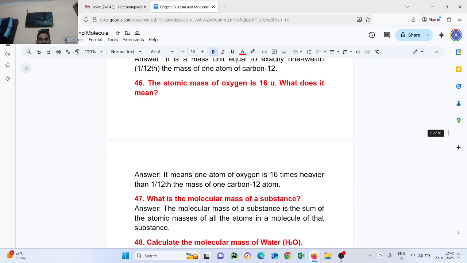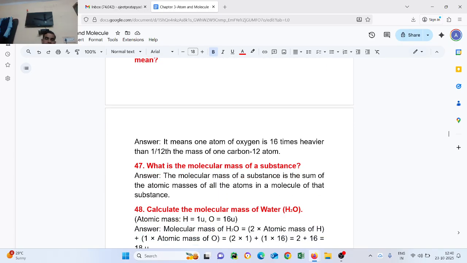Question number 47. What is the molecular mass of a substance? The molecular mass of a substance is the sum of the atomic masses of all the atoms in a molecule of that substance.